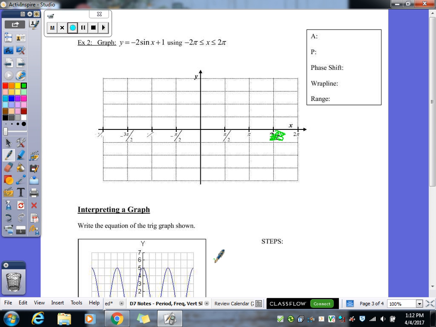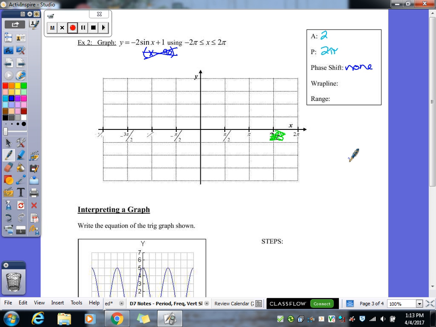So let's take a look at our important information. What is our amplitude based on our equation? 2. Our period would be 2 pi over b. What's our b value? 1. So our period would just be 2 pi. Our phase shift, do we have one? No. Your hint, you have a phase shift if it would have something where it's in parentheses with your x. We don't have that. There's no phase shift.